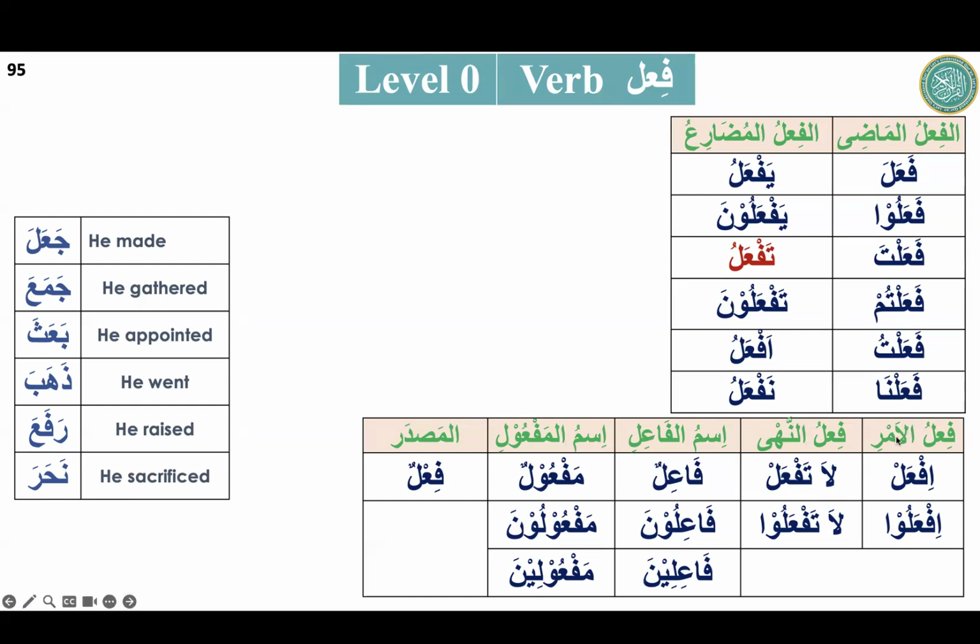So we are going to start our today's session. Yesterday we have almost finished the verb table. It is the fa'ala table, the complete table, with fi'lul madi, mudare, amr, nahi, ismul fa'il, maf'ul, and masdar. There are 7 columns, and that is basically the template that we will use through most of the time throughout our course during the first session.